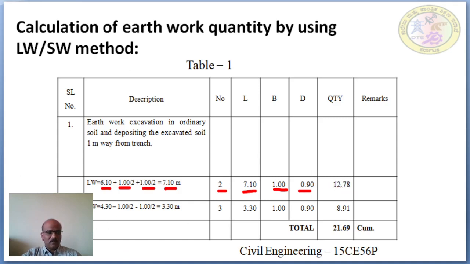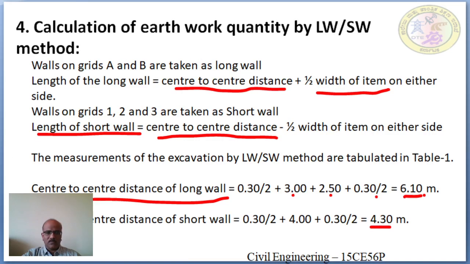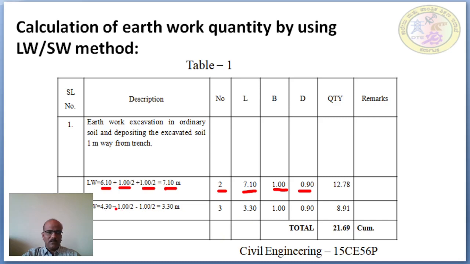Similarly, for short walls, the center to center length of the short wall is 4.3 meter. In this 4.3 meter, minus half width of the excavation on one side and the half width of the excavation on the other side, means 4.3 meter minus 1 meter by 2 minus 1 meter by 2, it will be 3.3 meter.